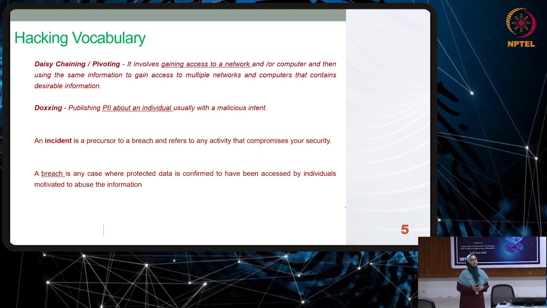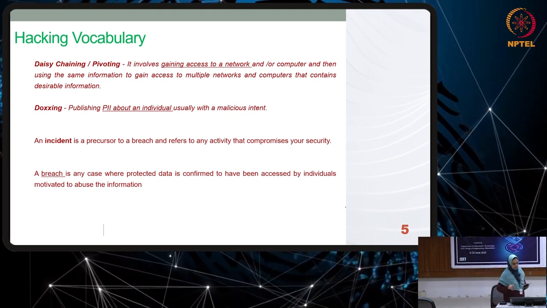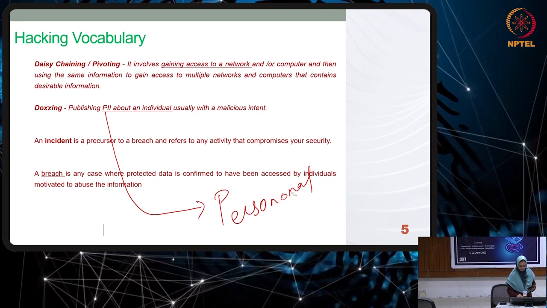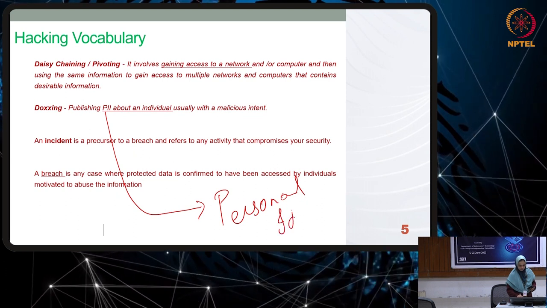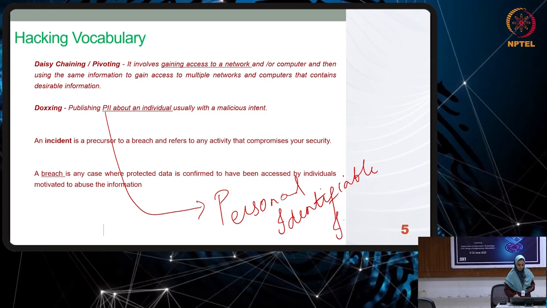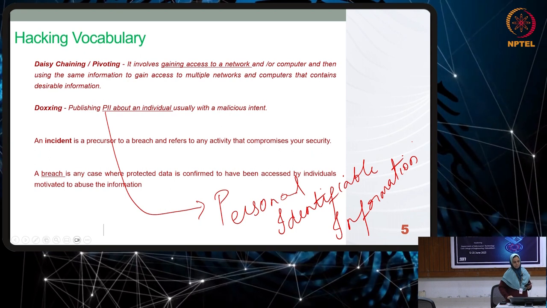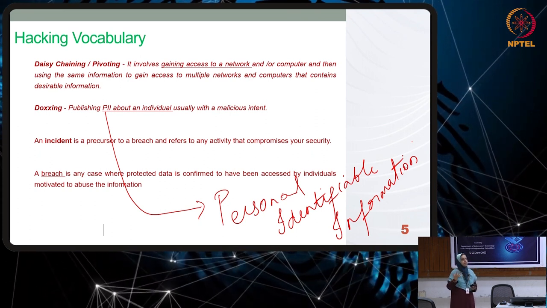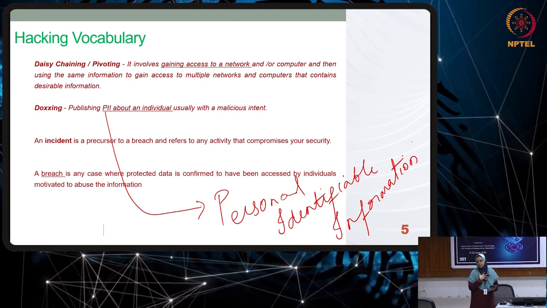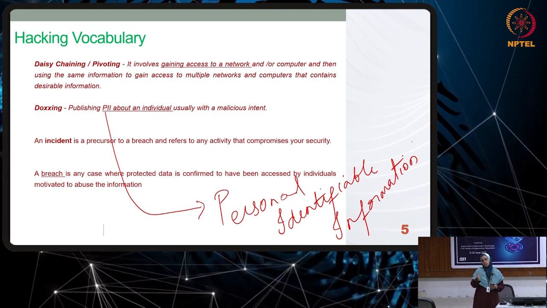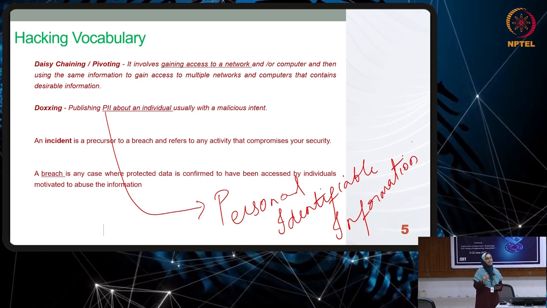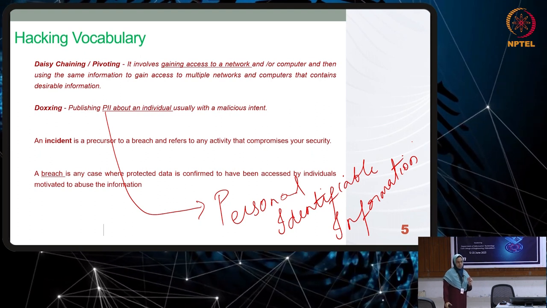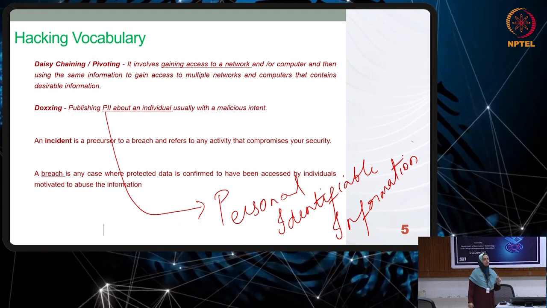Doxing. Publishing any information about an individual, called PII. PII stands for personally identifiable information. Can you give some examples of personally identifiable information? It's my PII. I don't want it to be revealed to anybody else. My address, my Aadhaar number is my PII. Yes or no? I don't want it to be known publicly to other people. So if anybody is publishing certain PII about a particular individual, what do you call that? You call that doxing. It is done with malicious intention, not a normal intention, to do some harm to the individual. If you are publishing some content like that, we call it doxing, right?